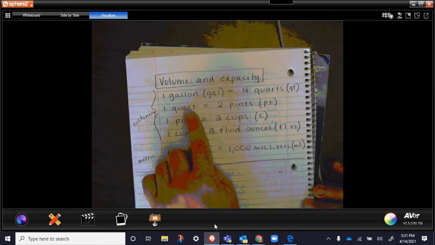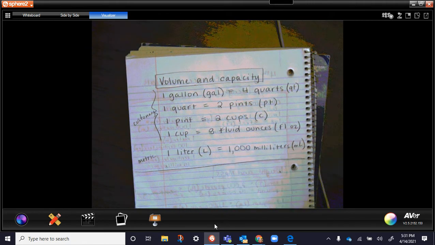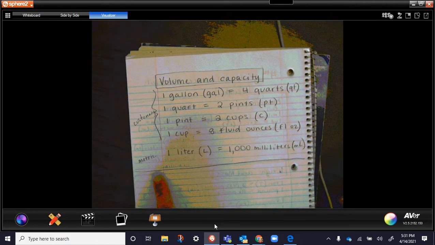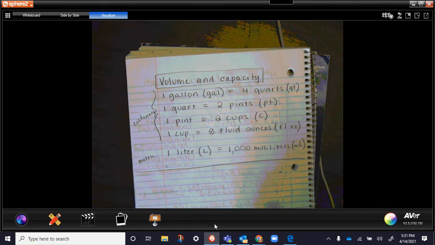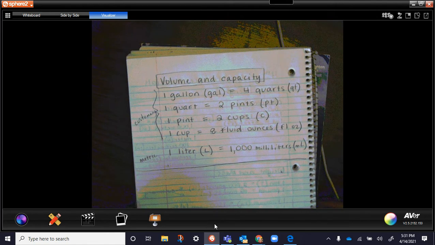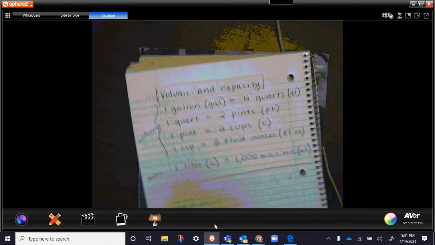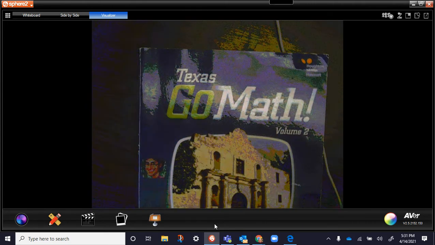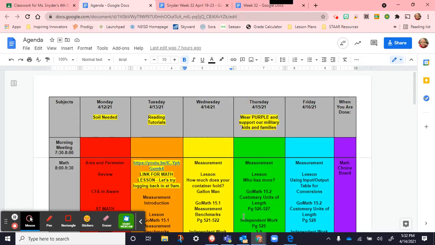You have gallons, quarts, pints, cups, and fluid ounces for your customary units. And then you have your metric units, with 1 liter equaling 1,000 milliliters. So pause the video and make sure you get this into your math notebook, because we will need those conversions as we get ready to go into the sections where we have to do those conversions.